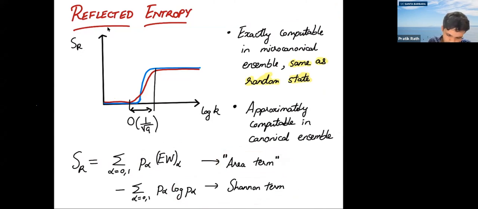There's a nice feature that in the canonical ensemble, the transition is spread out a little more. This is similar to what happens in the entanglement entropy. And this is a nice feature that we could see from this model. I think it's going to be universal.